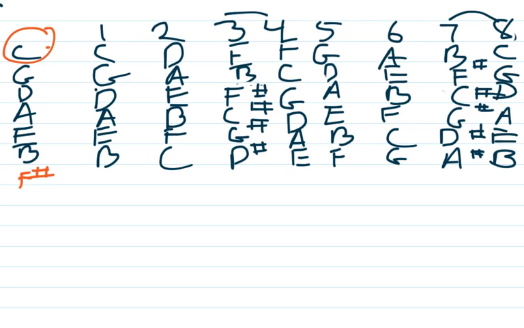So this is C major. This is G major. This is D major. This is A major. This is E major, B major, F sharp major. Take off this little extra circle. So the F sharp scale is the fifth up from the B scale. My bad.